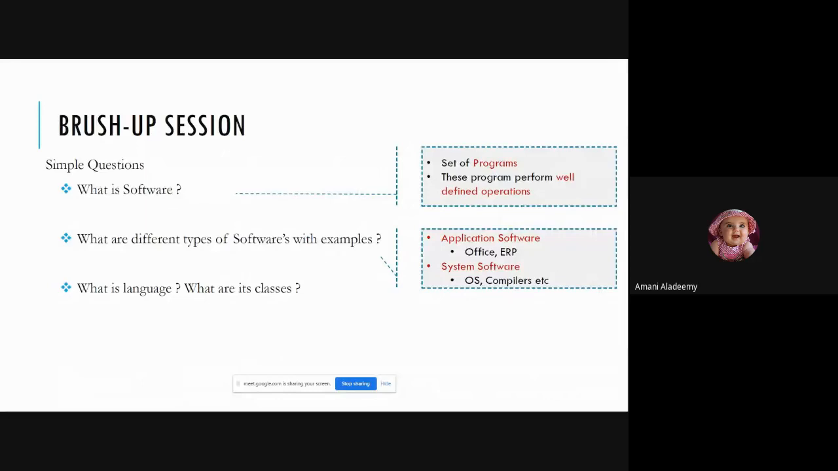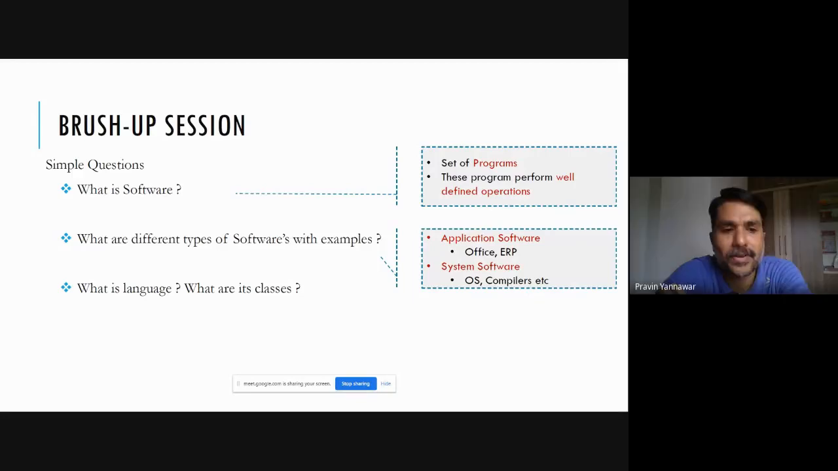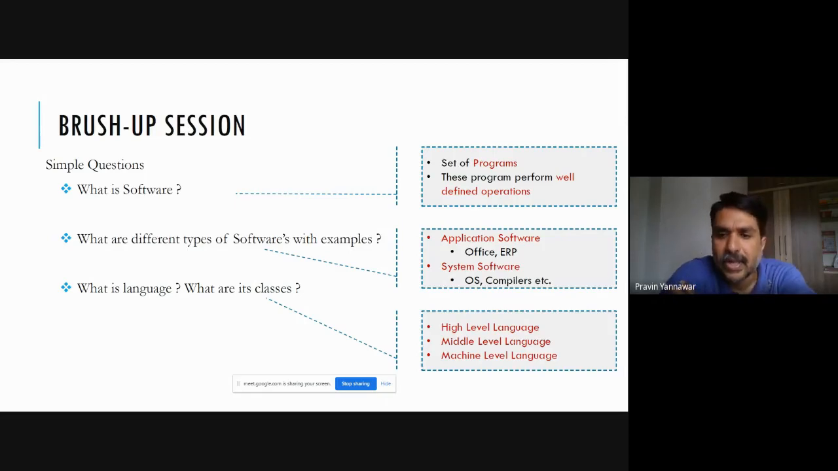Yes, there are two types of language: high level language and low level language, I think. Okay, thank you, Amani. So there are two types of languages, one is called high level language and the other low level language. No, there are three classes of it: high level language, middle level language, and machine level language.